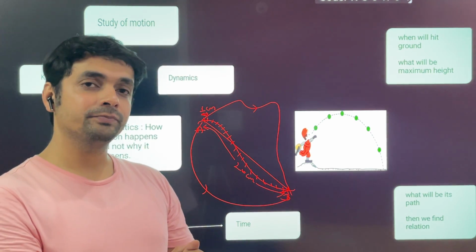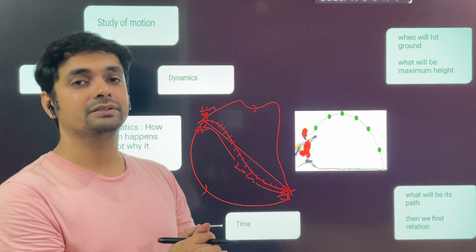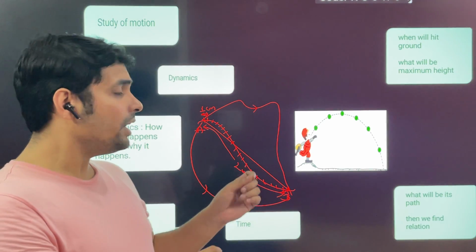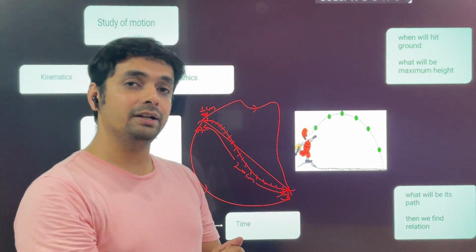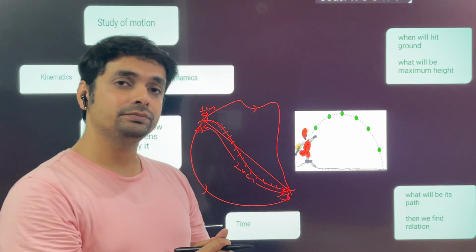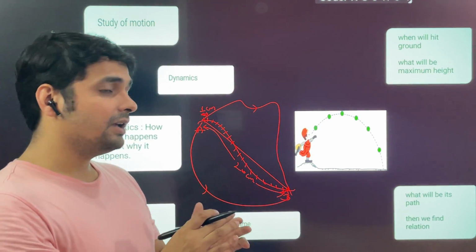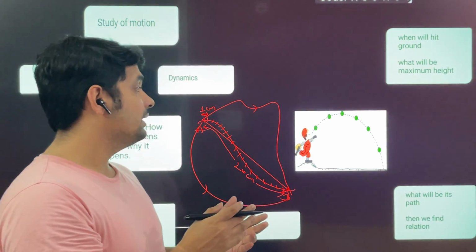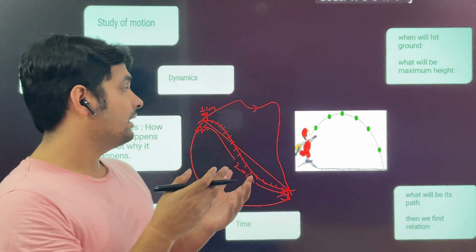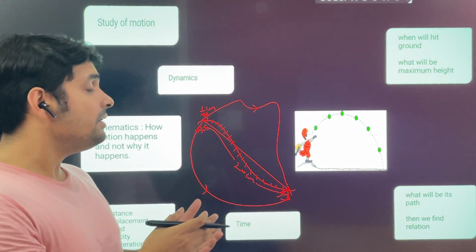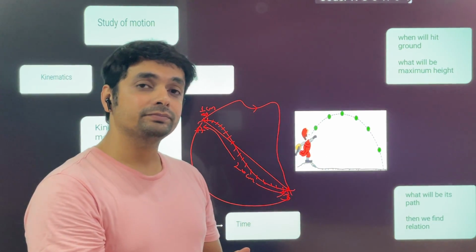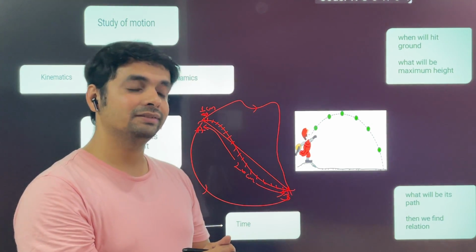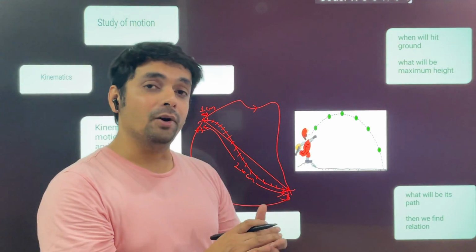Now we are studying these parameters, and we are relating these parameters in kinematics. For example, a boy is throwing a ball from his hand at a certain angle from the ground. Now, some questions may arise in his mind. He may ask when this ball will hit the ground, what will be the maximum height of this ball, and what will be the path of this ball?